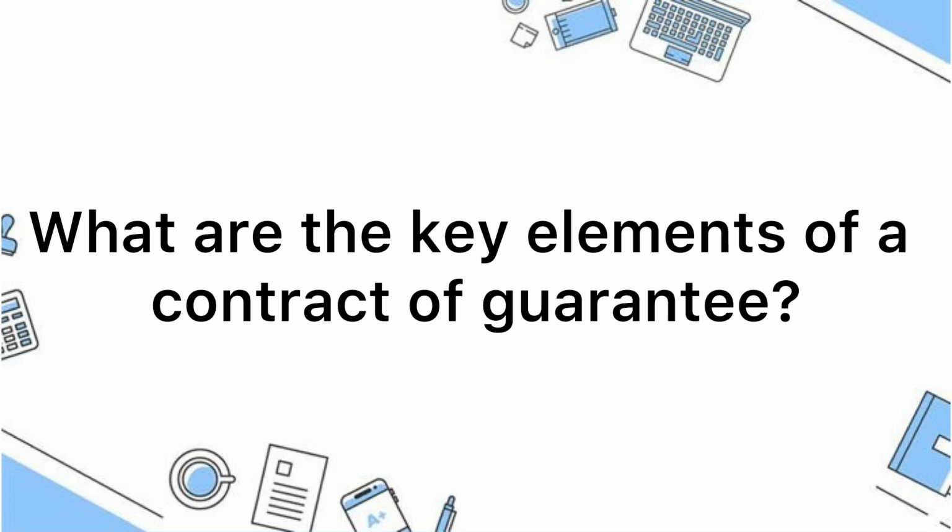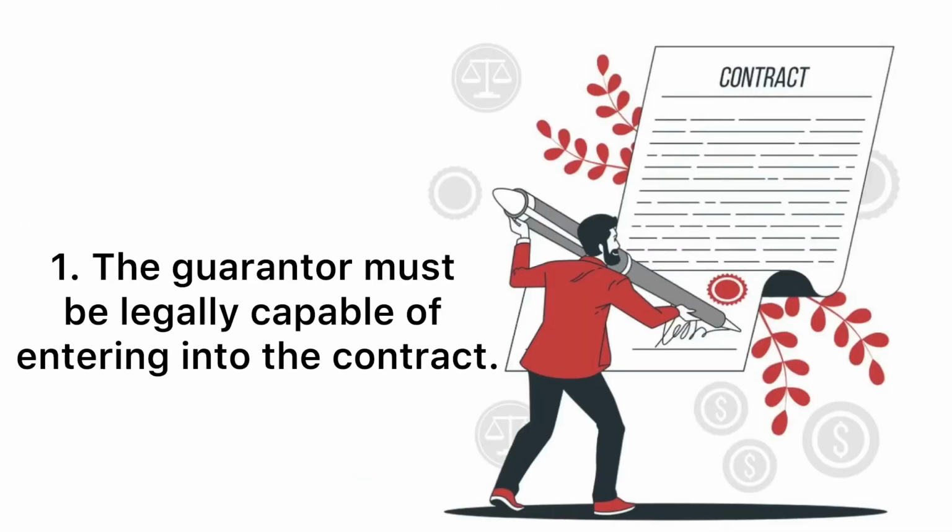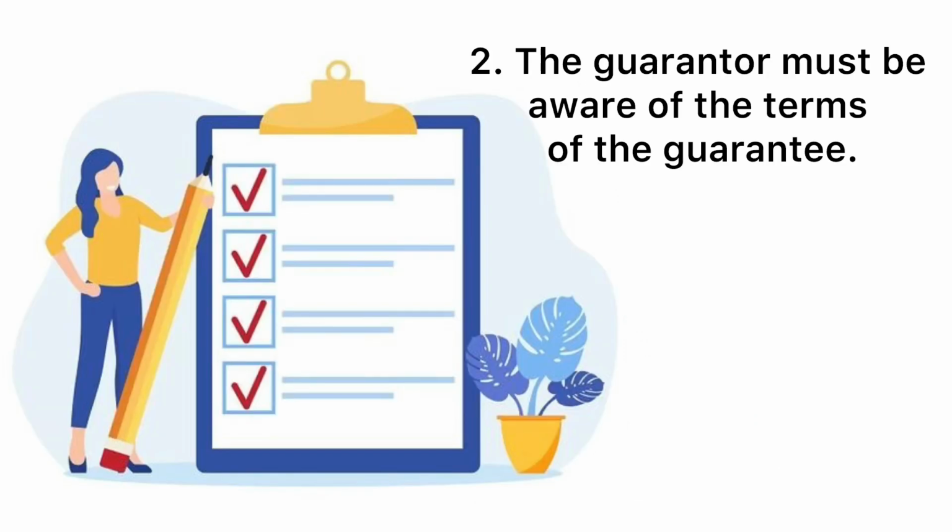Now let us see the key elements of a contract of guarantee. There are four main key elements of a contract of guarantee. First, the guarantor must be legally capable of entering into a contract. This means that they must be of age and of sound mind. Second, the guarantor must be aware of the terms of the guarantee. This includes the amount of the debt or the nature of the obligation that they are guaranteeing.